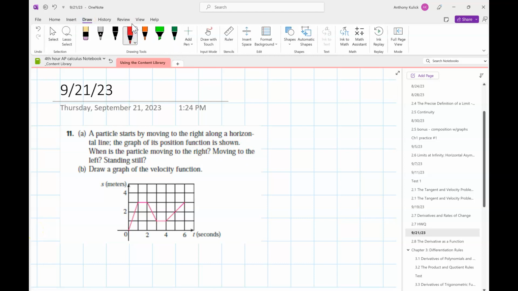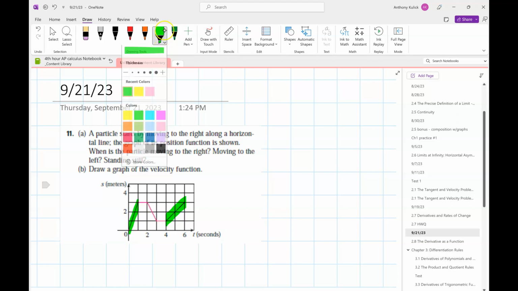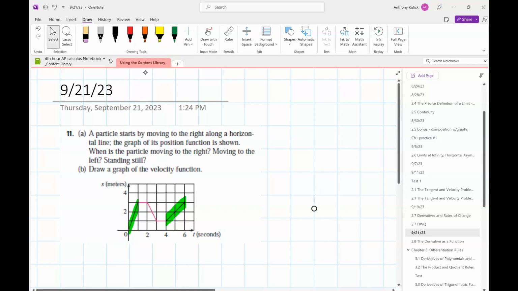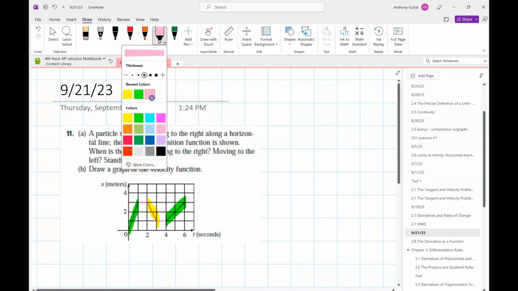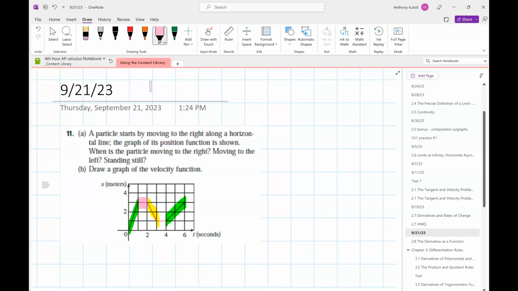Okay, so moving to the right, the graph of position versus time should be increasing. So those sections are moving to the right. When we're moving to the left, our position should be decreasing, so that should be the decreasing part. And when it's holding still is when our position is constant.